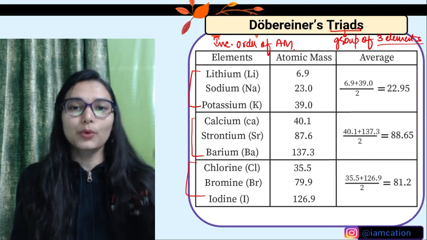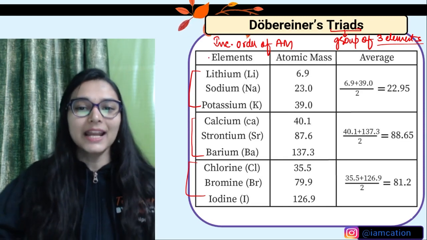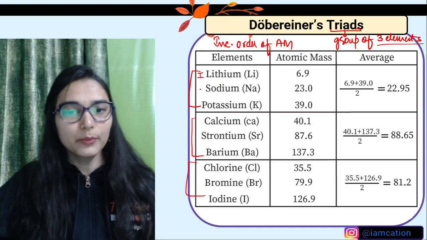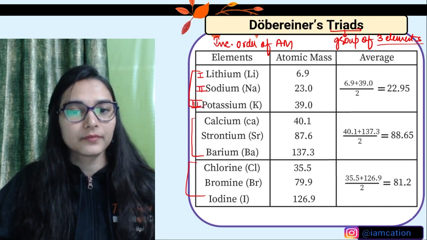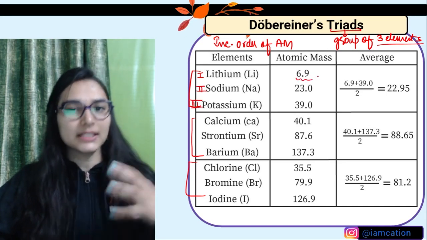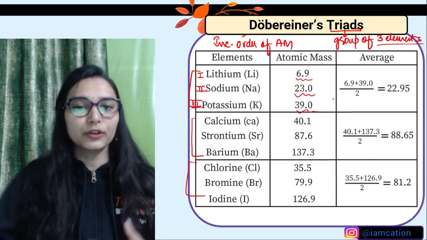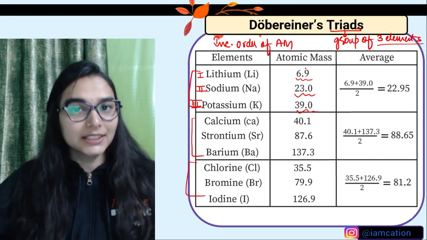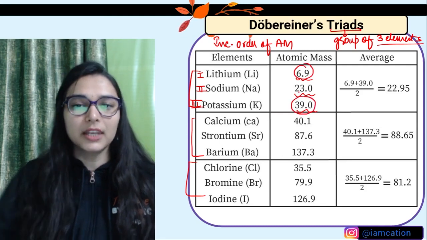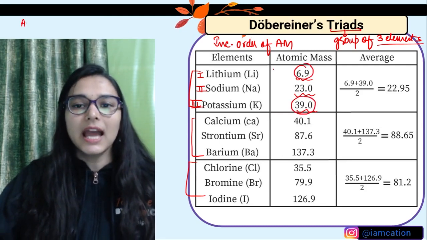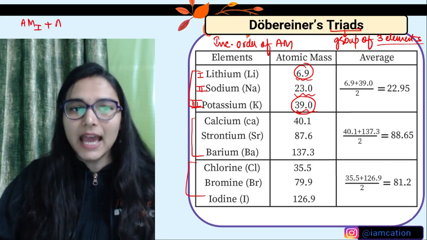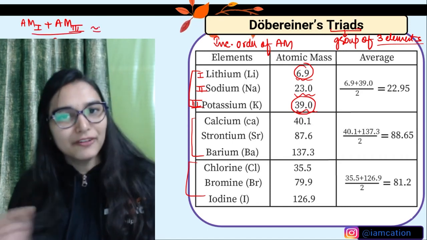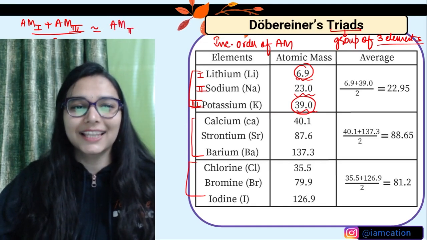Then he said that you see a very beautiful variation. Let's say this is the first triad I have made: lithium, sodium, potassium. Lithium is the first element, sodium second, and potassium third. Look at the atomic masses: lithium has atomic mass 6.9, sodium 23 and potassium 39. That means increasing order of atomic mass is being followed. Then he said that if you take the average of the atomic masses of the first and the third element of the triad, that comes out to be roughly equal to the atomic mass of the second element.